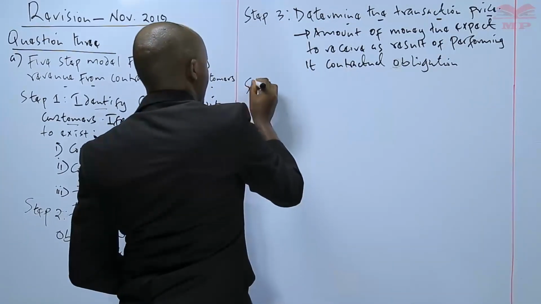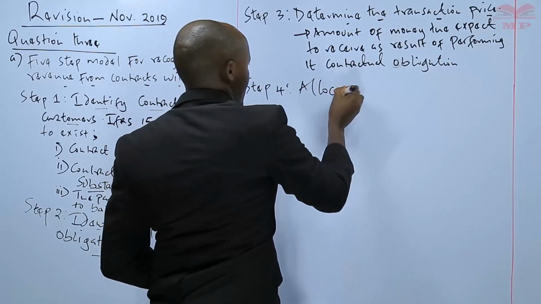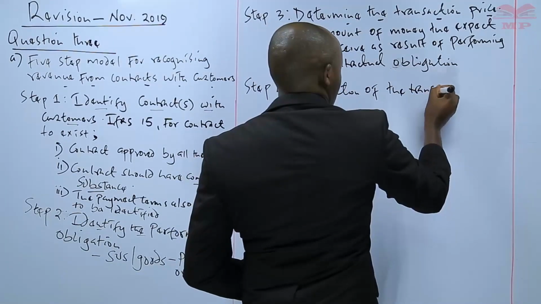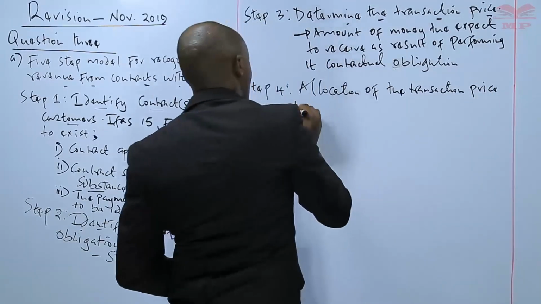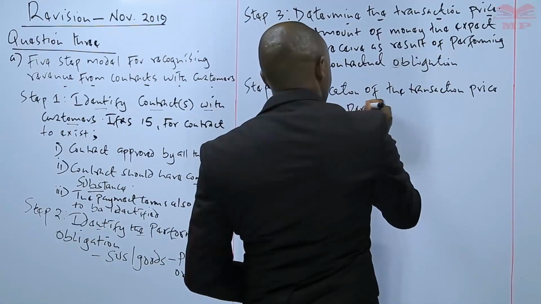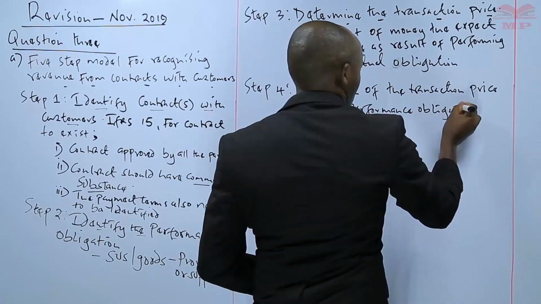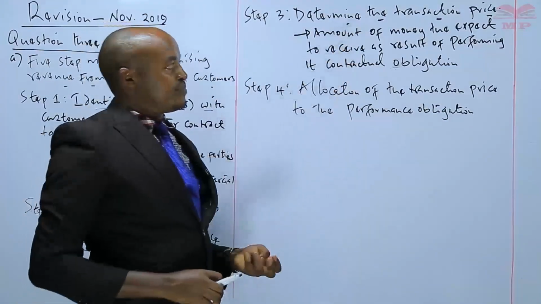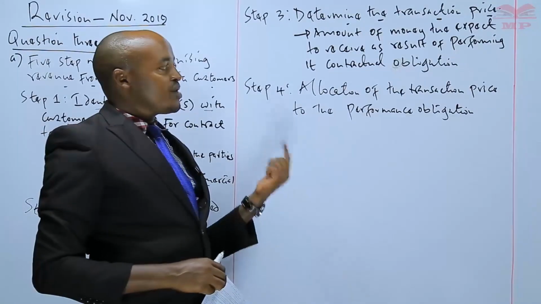And then from there we have step number 4. Step number 4 is allocation of the transaction price to the performance obligation. So basically what this particular step entails is that this amount of money which is to be received by the business should actually be allocated to the performance obligation.